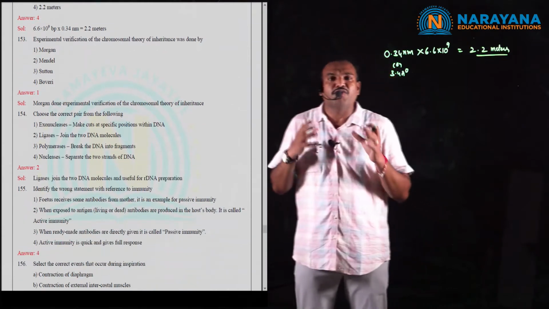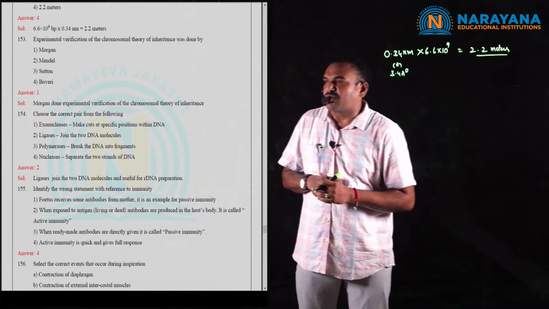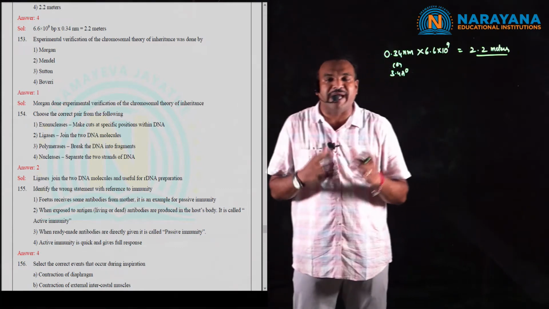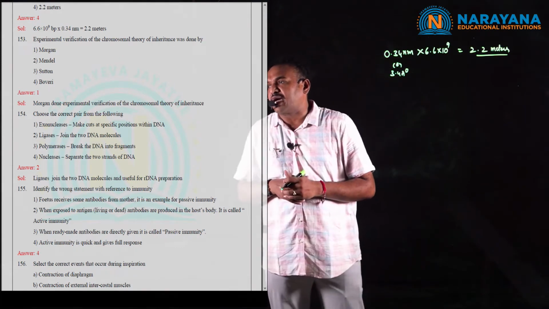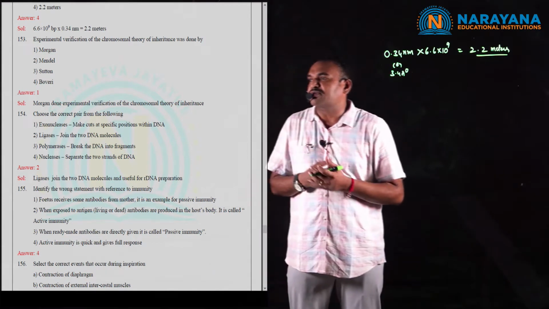Next question is 153. Experimental verification of the chromosomal theory of inheritance was done by: first option, Morgan; second option, Mendel; third option, Sutton; and fourth option, Boveri.